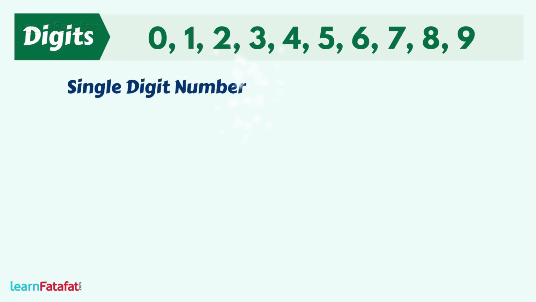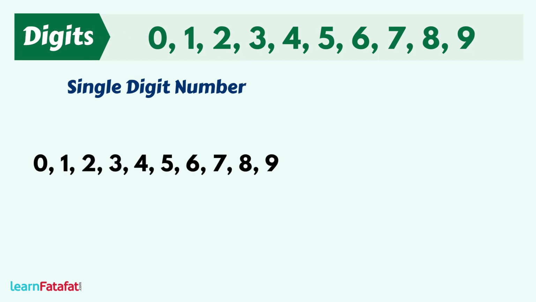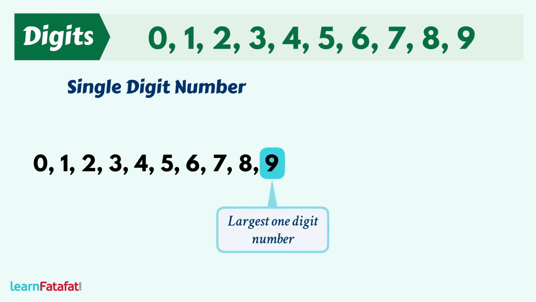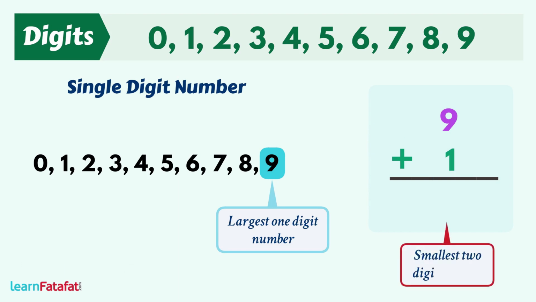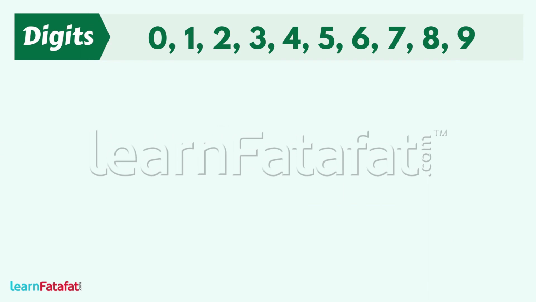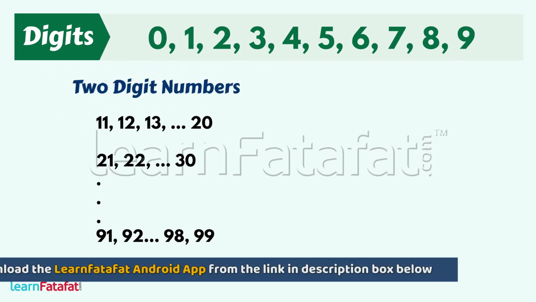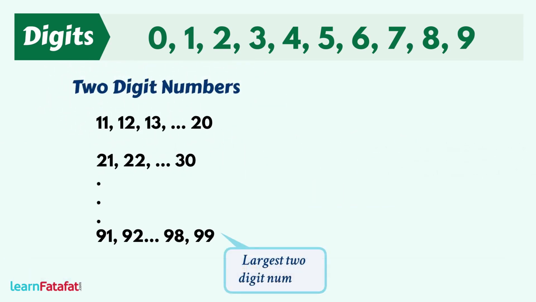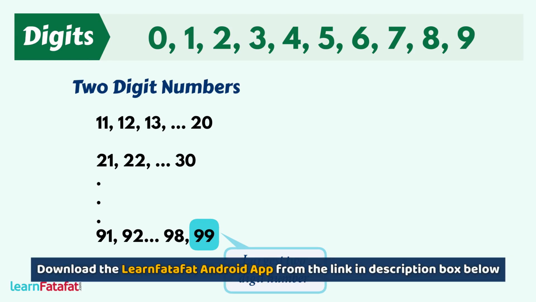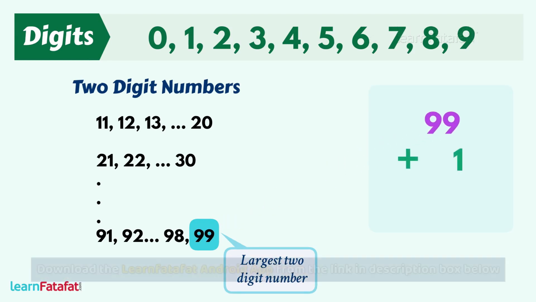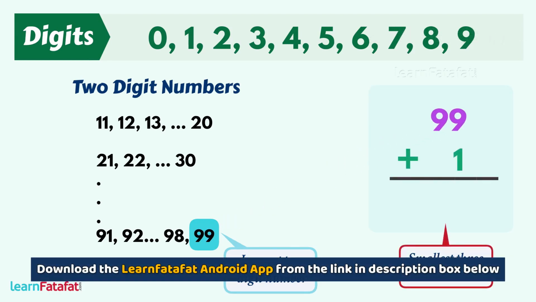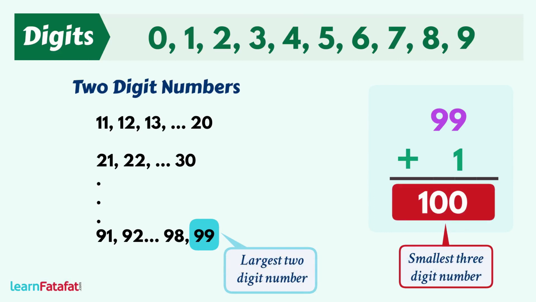A single digit number can be written by using only one of the 10 digits. The largest one digit number is 9. If we add 1 to this number, then we get the smallest two digit number, 10. We can write any two digit number as well. The largest two digit number is 99. If we add 1 to this number, then we get the smallest three digit number, 100.